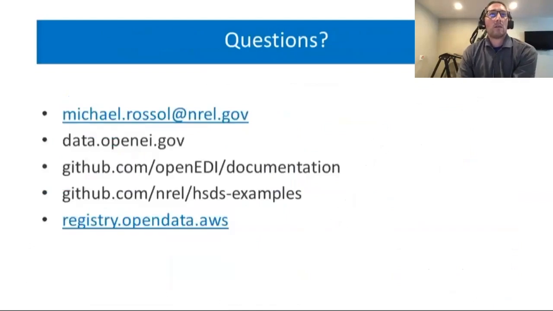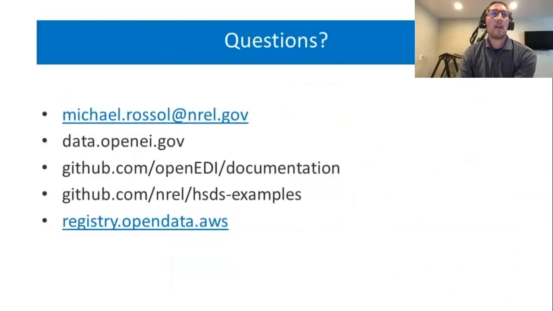With that, I will take any questions and look forward to the conversation. If you have any questions, please feel free to reach out to me. These are also some of our resources. data.openei.gov is our catalog. This is the documentation for the data sets that we have out in the public sphere, examples of how to use HSDS, and then the AWS Open Data Registry. If you just search for NREL, you'll be able to see all of the data that we've made available to the public.